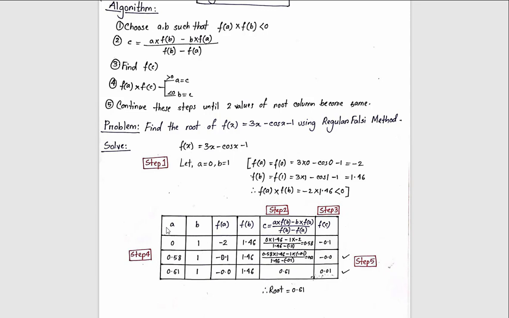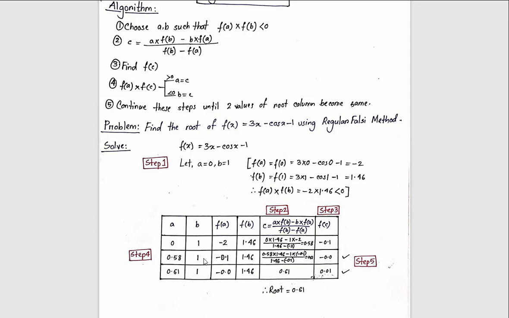Now you have to determine the values of a and b for the next step, using step 4. If the product of f(a) and f(c) is greater than 0, then we will put c's value in a. Now f(a)'s value was −2 and f(c)'s value was −0.1. So if we multiply these two values, we will get a positive value, which means greater than 0. So we will put c's value in a. Here c's value is 0.58, so we wrote 0.58 in a. And if we change a's value, b's value will remain unchanged. b's value was 1 in the first step, so in the second step b's value will also be 1.